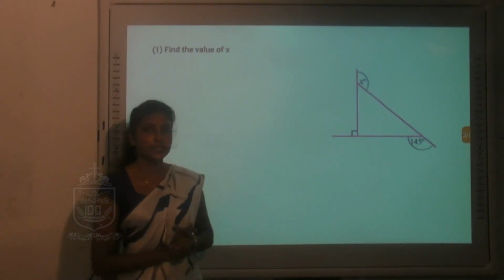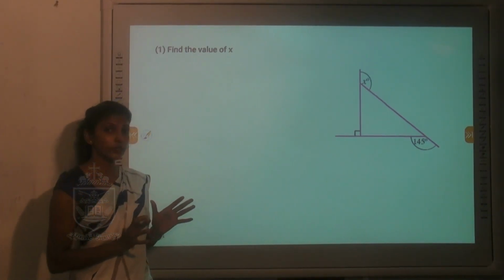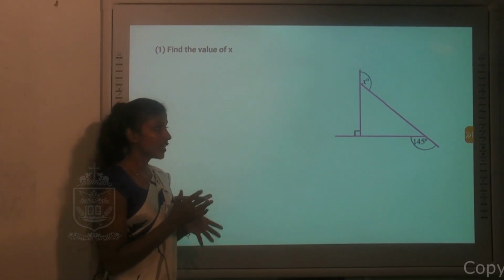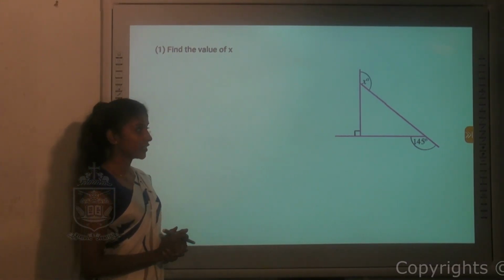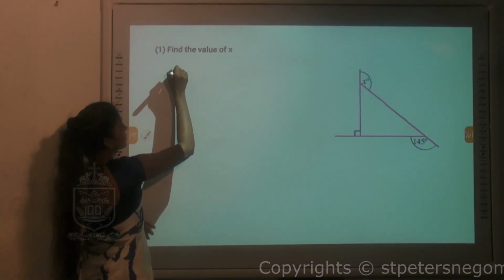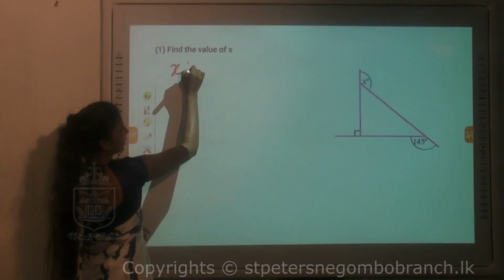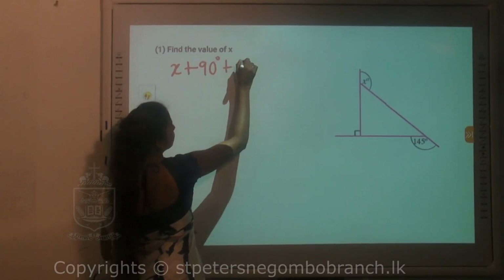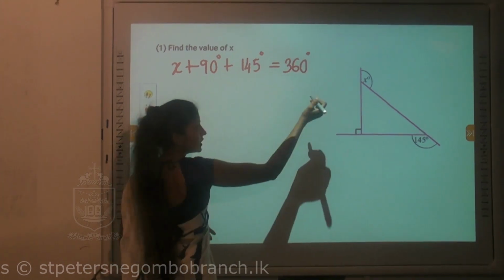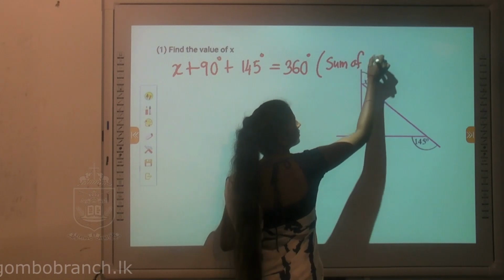Right, the first question, that is a figure is given with three exterior angles. Look at the figure carefully. You have to check whether it is interior or exterior. All the three angles are exterior angles in the triangle. So we can add the three exterior angles like we did in the previous questions. So let's add the three exterior angles. X plus 90 plus 145 degrees equal to 360 degrees. Why? What is the reason? The reason is sum of the exterior angles in a triangle.